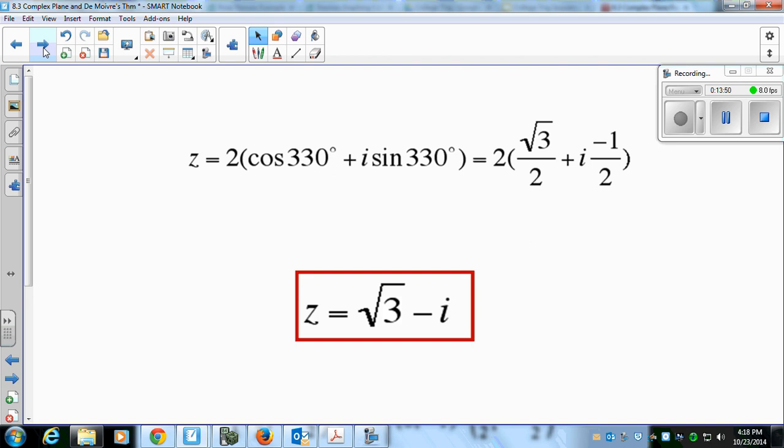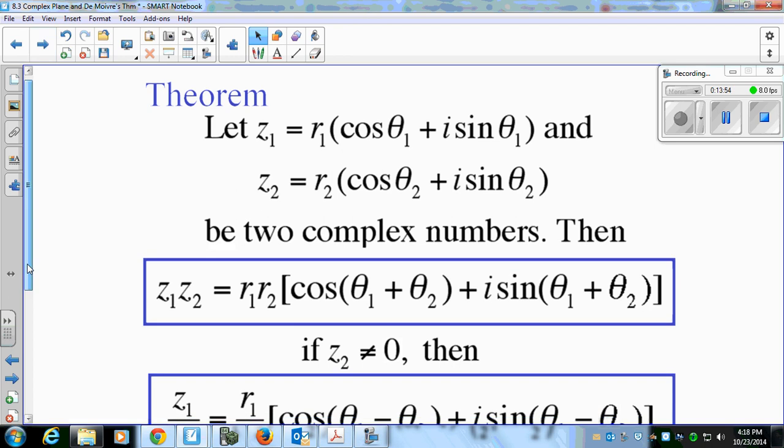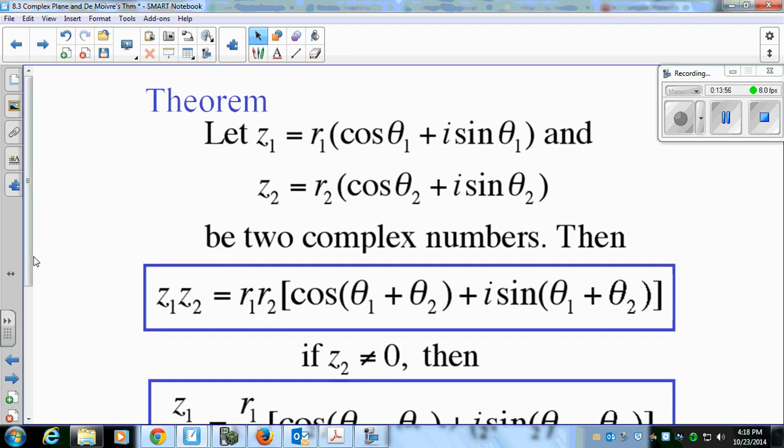Here's the bookwork. Also with most number systems, just like when we were dealing with complex numbers, we're going to have to multiply numbers together, and we're going to have to divide numbers together. So these are the formulas you're going to get here.